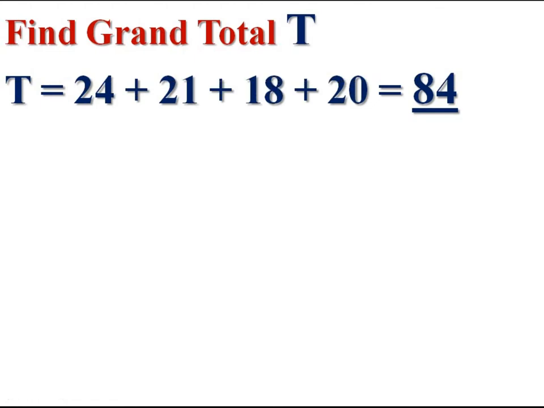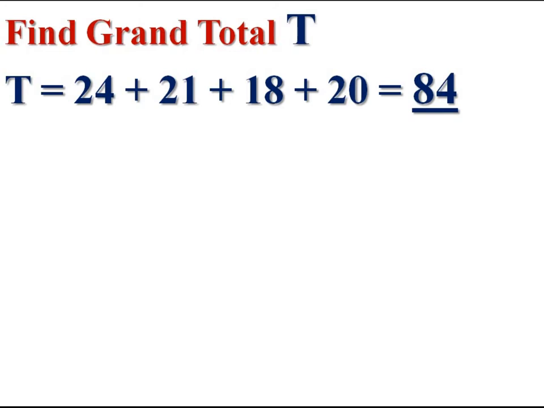Then find the grand total. The total of all items is equal to 24 plus 21 plus 18 plus 21, 84. Add the column totals, we get the grand total. It is represented by T. T is equal to 84.